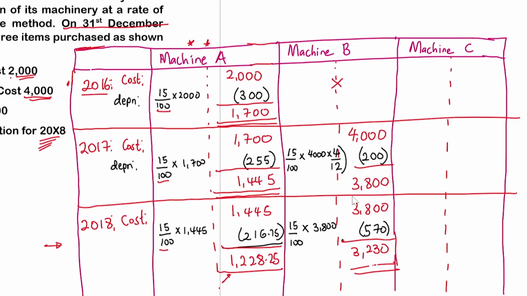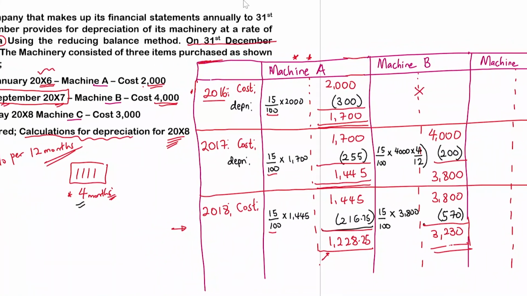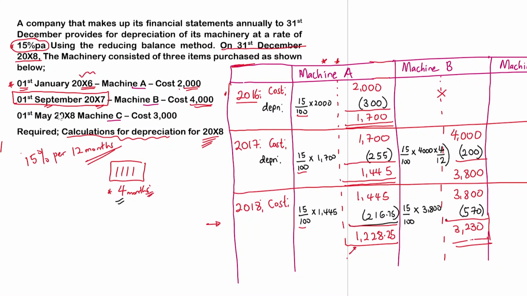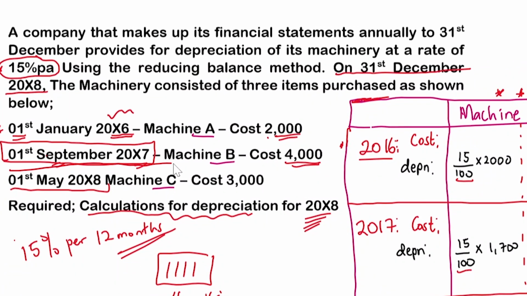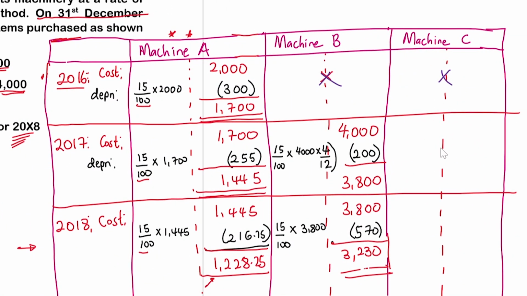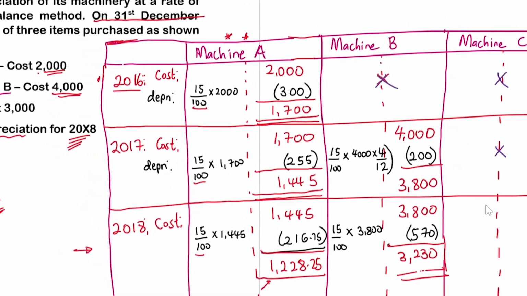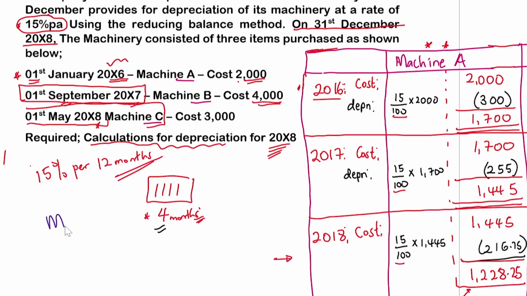All right. So we have finished depreciating machine B. So let's look at machine C. From our question here, you can see that on 1st May 2018, machine C was bought and it cost 3,000. So it was bought in 2018. What does that mean? It means that machine C never existed in 2016. So here it's not there. So it never existed also in 2017. It's not there. Machine C existed in 2018. But it was not bought at the beginning of 2018. It was bought in May of 2018.